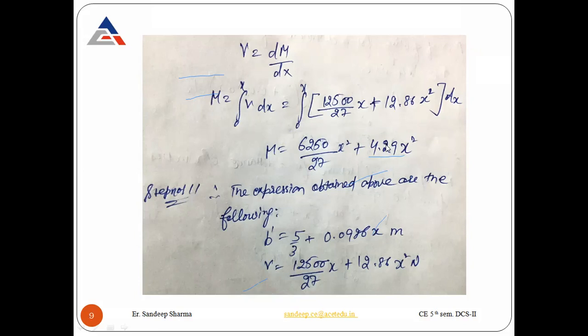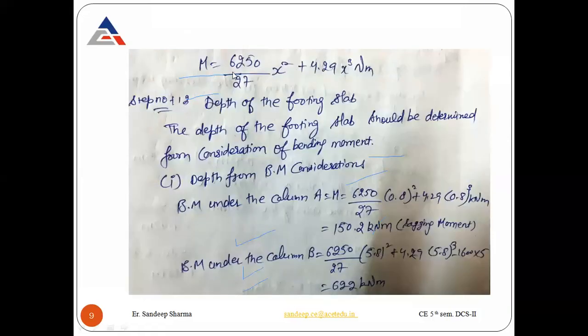That will be x cube here, 4.29 x cube, not square here. So these are the expressions that you will obtain in step number 11. These three expressions: one is b dash, the width of the footing at x distance on the left edge. Then we have the shear force above that area up to the x meter distance, and then we calculate the moment up to that distance.